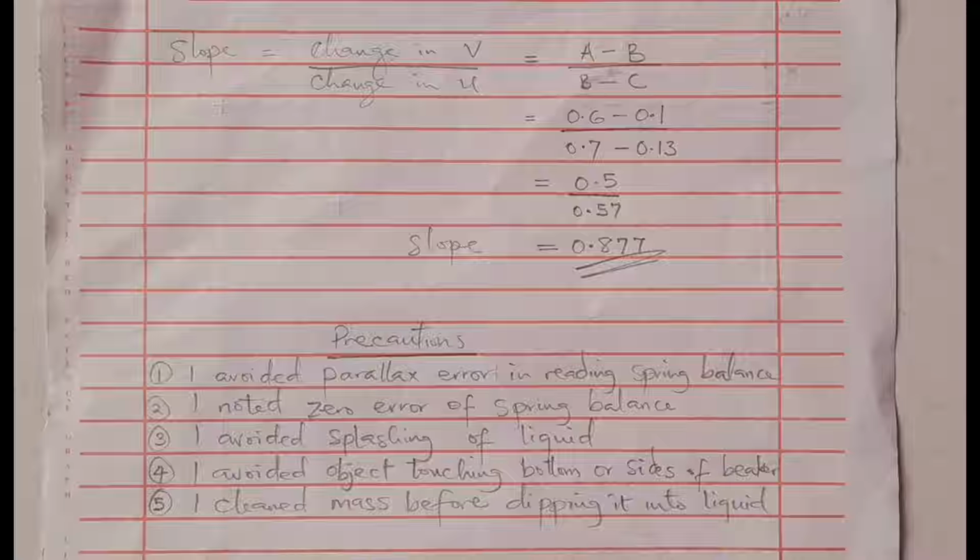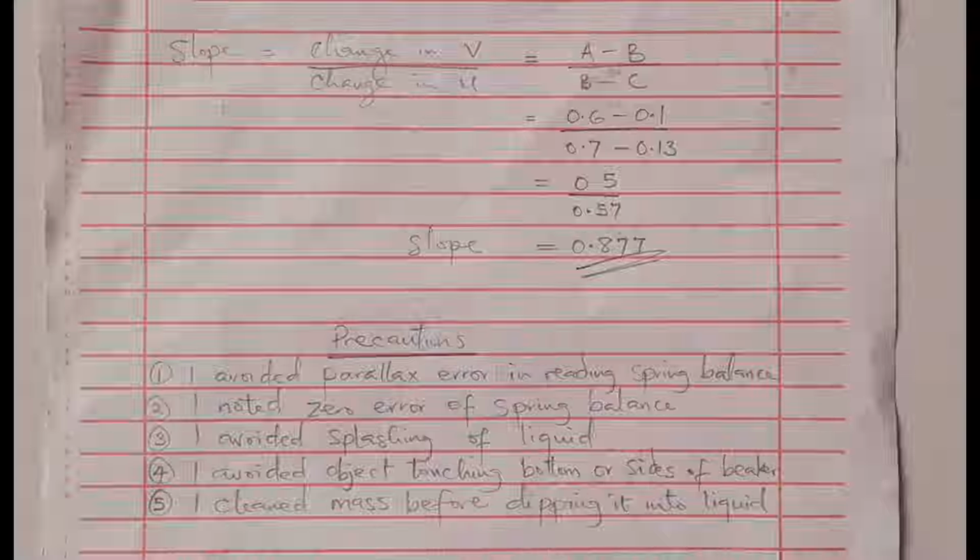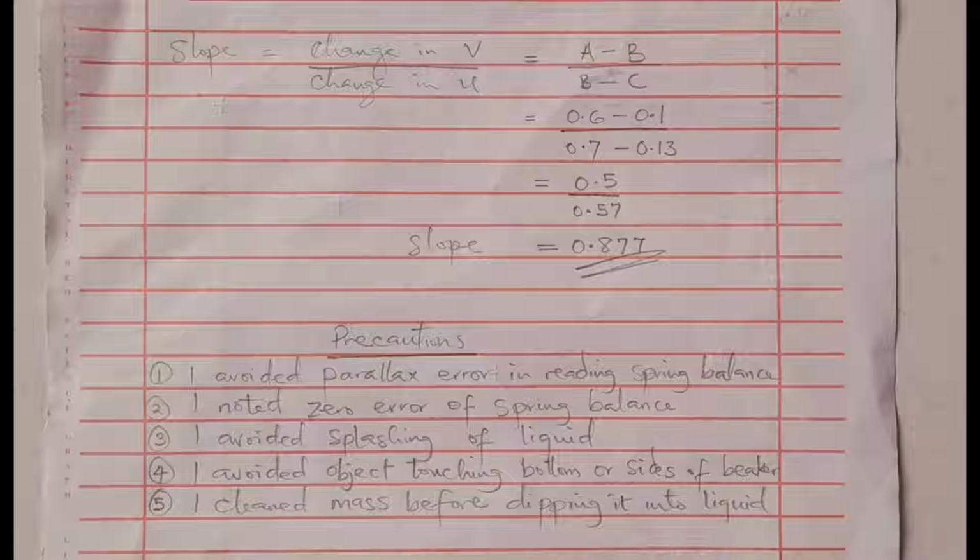And A was 0.6 from the point I took, and then B was 0.1, so 0.6 minus 0.1, and I have 0.5. And then for change in U, B was 0.7, and C is 0.13. So 0.7 minus 0.13, I have 0.57. So I divide 0.5 by 0.57, and I have that my slope is 0.877. Always remember in physics to put your answers in 3 decimal places at most, or at least for accuracy.